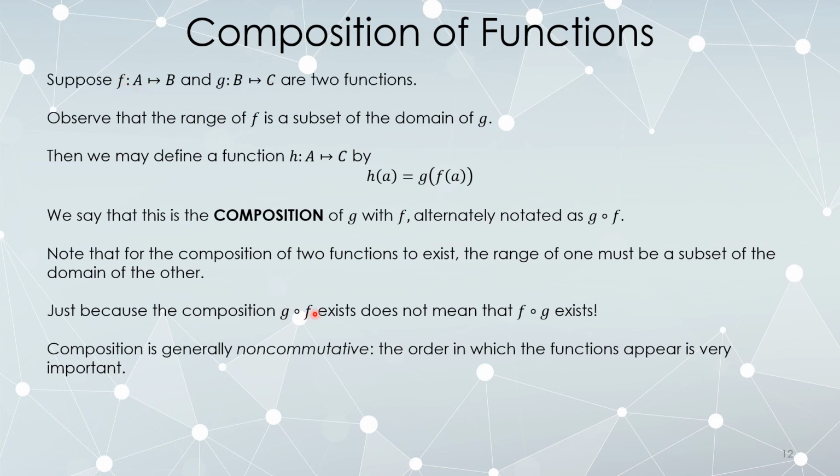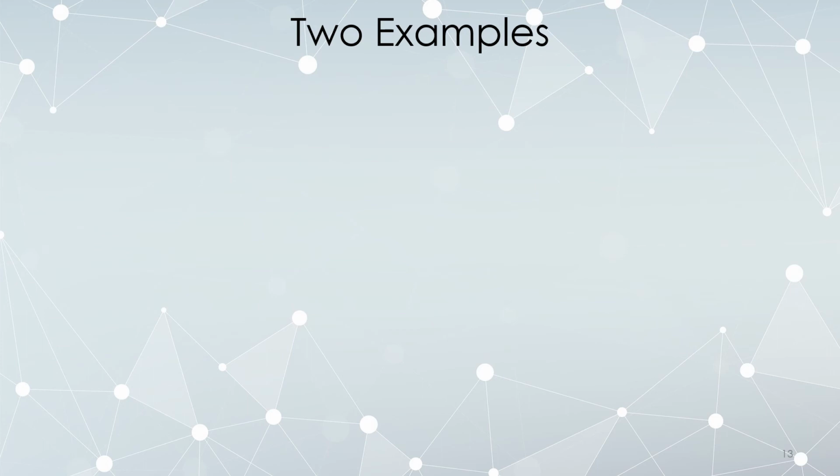So just because one order of composition exists doesn't mean the other one does, which is to say it's generally non-commutative. G composed with f is very different from f composed with g. Possibly one exists and the other doesn't, and even if both of them exist, they might not be the same thing. So this is really not the same thing as multiplication. Composition is very different. It might not always exist, and even if they do both exist, they might not be the same thing. So let's look at a couple examples to clarify that.